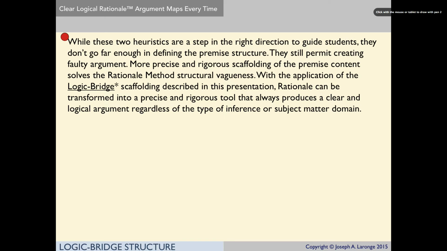So while they're a step in the right direction to guide students, they don't go far enough in defining the premise structure, and that's the sentence within the boxes within Rationale. They still permit creating a faulty argument. More precise and rigorous scaffolding of the premise content solves the Rationale method structural vagueness. So with the application of the logic bridge, which is the name of the new method for using Rationale that we'll be explaining today, the scaffolding or the guidelines within the logic bridge removes this vagueness. And in that way, Rationale can be transformed into a precise and rigorous tool that always produces a clear and logical argument, regardless of the type of inference or subject matter domain.